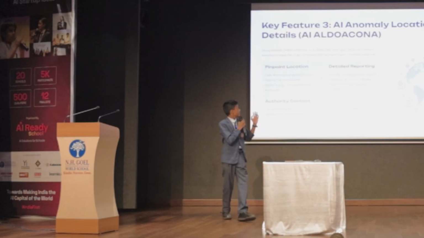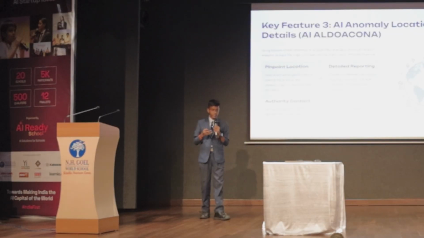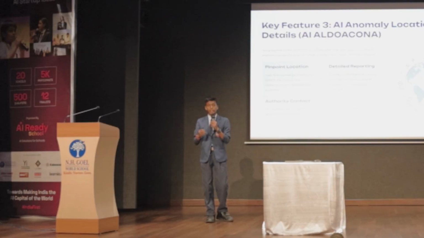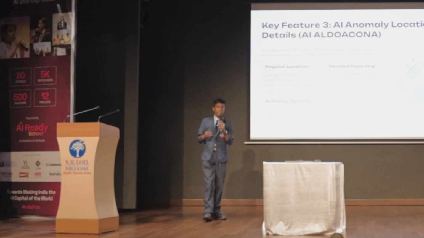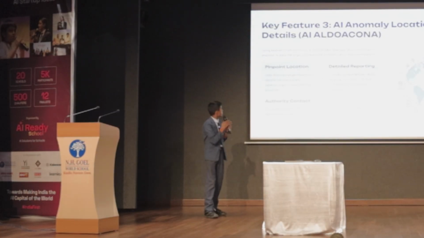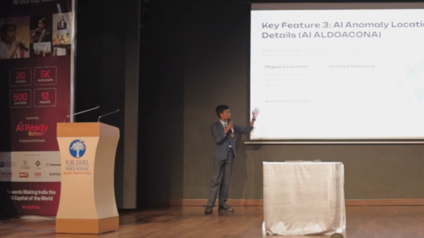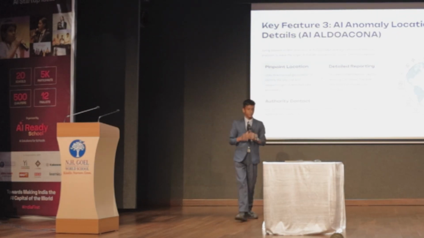Third key feature, AI anomaly location and details, AI Aldocona. When AI detects the anomaly, it gives the details, or you can say the location of the anomaly, and it gives us the local authorities' contact, so we can contact them and catch the thief who is stealing our information. It gives us the pinpoint location, and we would be able to report it in great detail, and it gives us the authority contact.